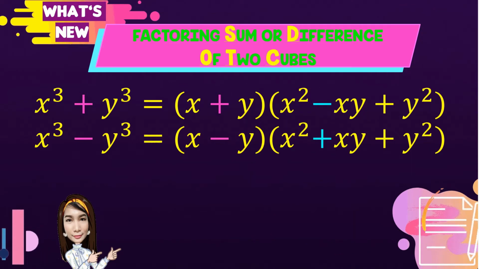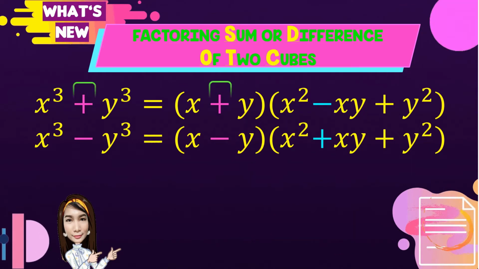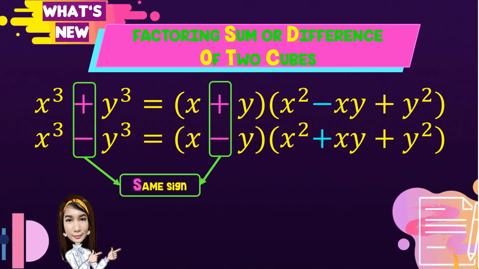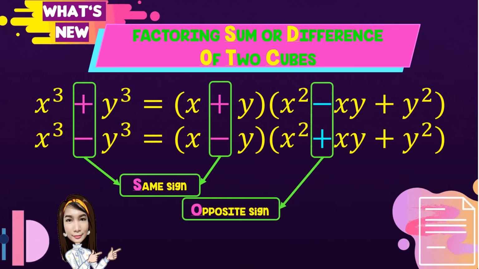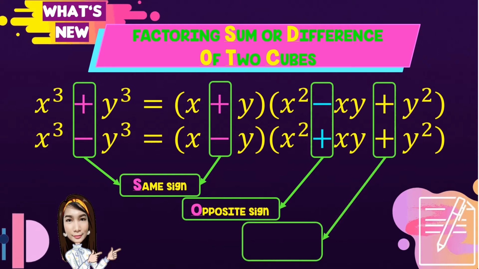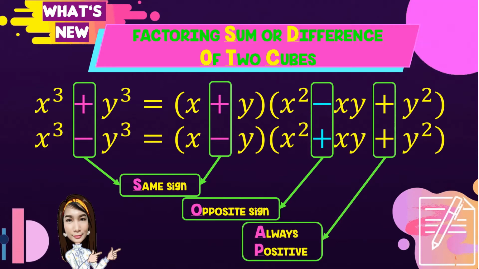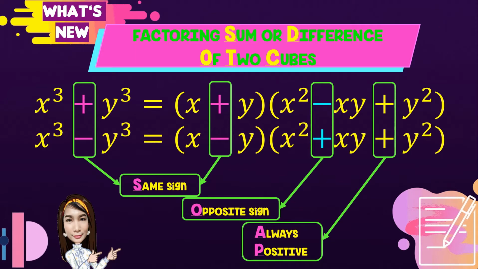Now let's talk about the operations or signs. For the binomial factor, we have S for the same signs. Then for the trinomial factor, the middle term has O for the opposite signs. And for the last term, we have AP for always positive. So some people use the acronym SOAP, same sign, opposite sign, always positive, to help remember the signs.